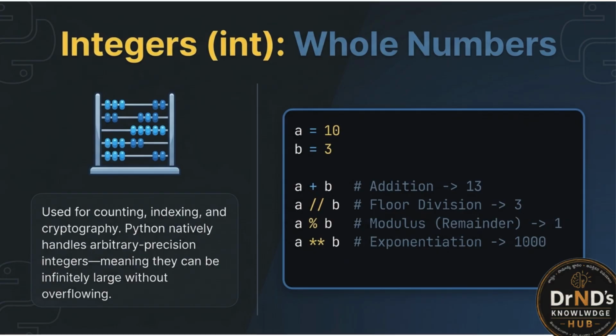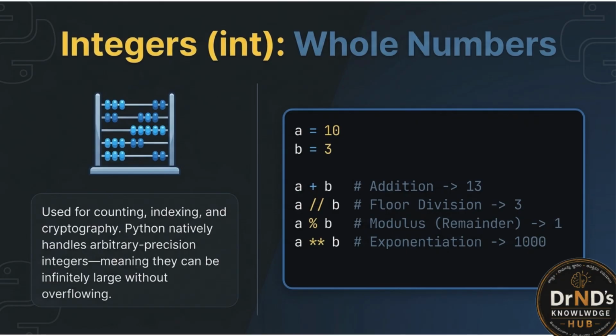Now, the modulus operator. Now consider A percent B. This is called the modulus operator. It returns the remainder after division. When 10 is divided by 3, the quotient is 3 and the remainder is 1. Therefore, 10 modulus 3 is equal to 1. The modulus operator is very useful when checking whether a number is even or odd.